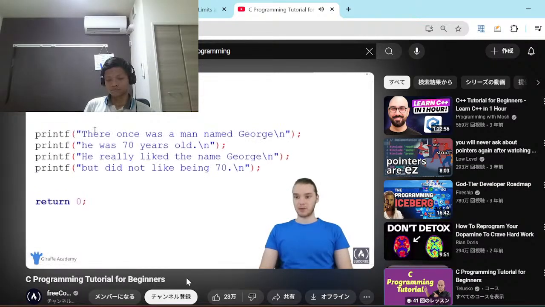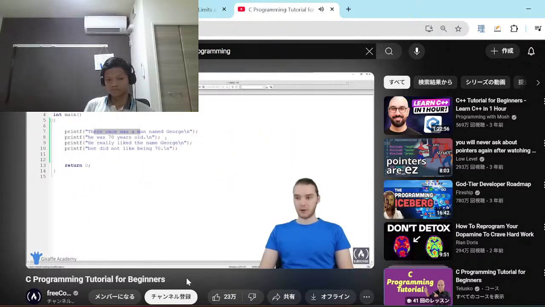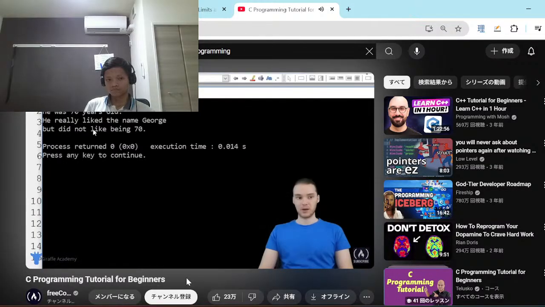And down here, I have a very basic program. I'm just printing out a little story. It says, there once was a man named George. He was 70 years old. He really liked the name George, but did not like being 70. So this is a simple program. We're just printing out a bunch of different lines of text. And then when I run this program, you'll see we print out the actual story. So over here, we have our story.